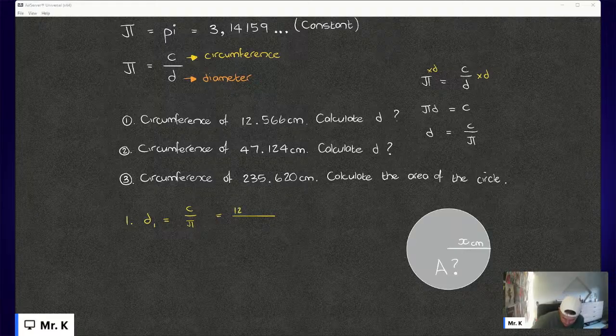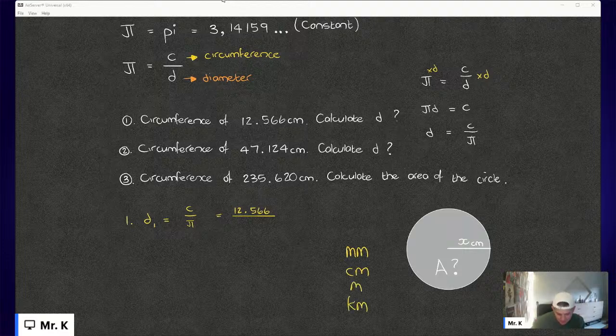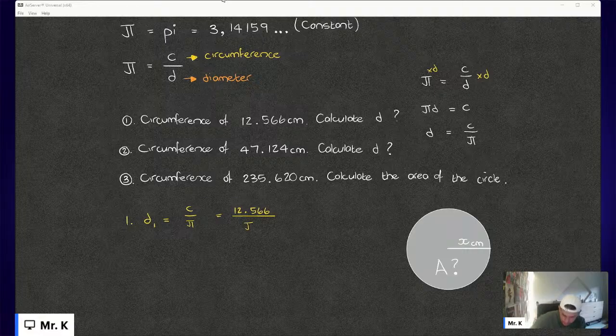Now, for those of you that might be curious about this, pi does not have a unit. It is a dimensionless constant. So it doesn't matter if my diameter is measured in meters, centimeters, or kilometers. It does not matter because pi is not related to a specific unit. So we're going to have this divided by the value of pi.